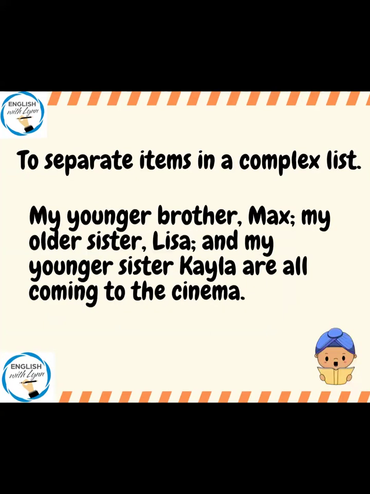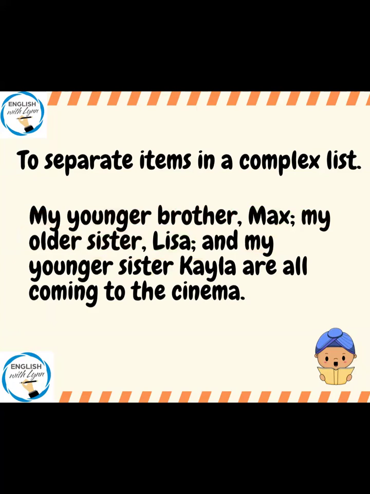So if I look at this, I have got a list of people, and if I use commas between all of these, it would sound like I had more people than actually are there, because if I use commas, it would sound like I had my younger brother, I had Max, I had my older sister, I had Lisa, and I had my younger sister, Kayla.